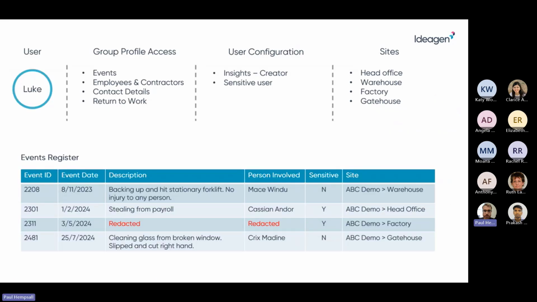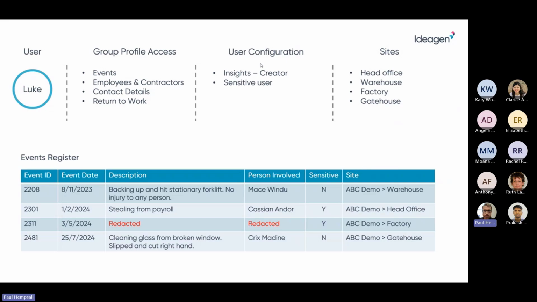So my first user that I'm going to look at here is Luke. Now, Luke has quite a high level of access inside the instance of Damstra Safety. So their group profile access is set up so that Luke can see events. He's able to see employee and contractor people types. He's able to see contact details and has access to the return to work module.